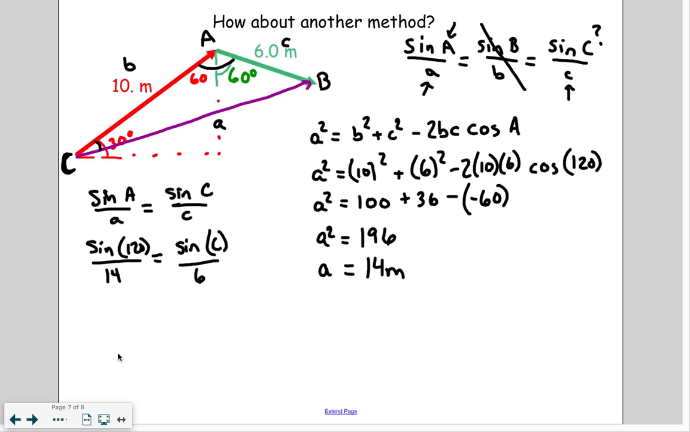And so this is a proportion. We're just going to cross multiply, so 6 times the sine of 120, and that's going to give me 5.196, and I'll keep the exact when I do this, equals 14 times sine of C. So first, because this is multiplied, I'm going to divide both sides by 14. So I'm going to get 0.37 equals sine of C.